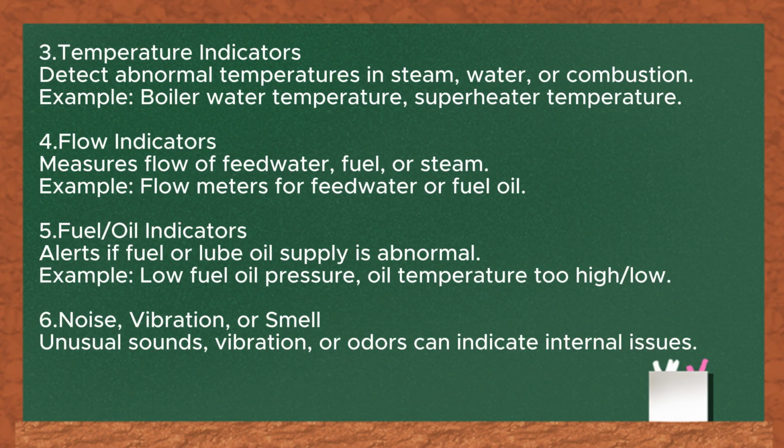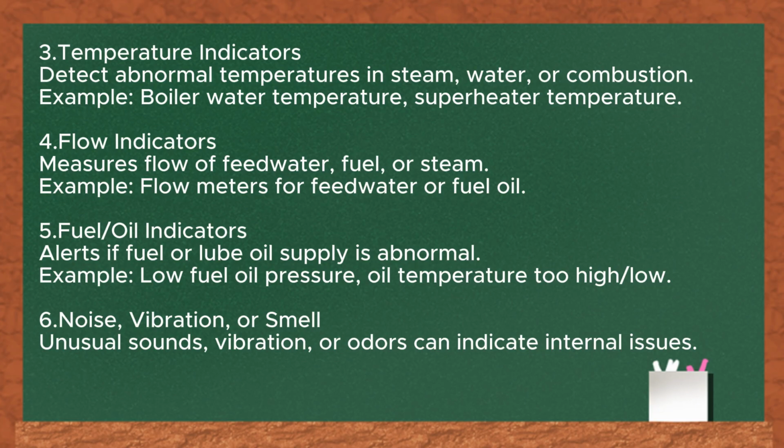Number 3, temperature indicators. Detect abnormal temperature in steam, water, or combustion. For example, boiler water temperature, superheater temperature. Number 4. Flow indicators. Measures flow of feed water, fuel, or steam. For example, flow meters for feed water or fuel oil.